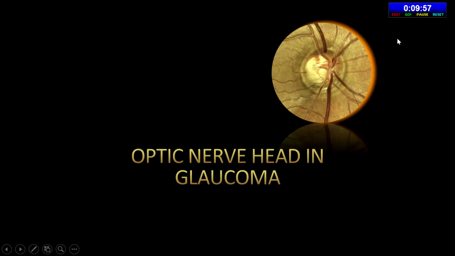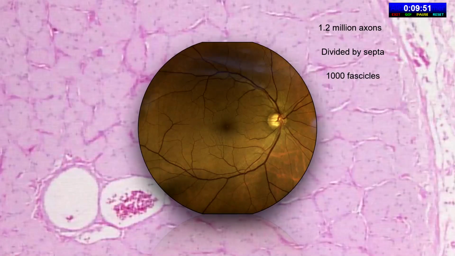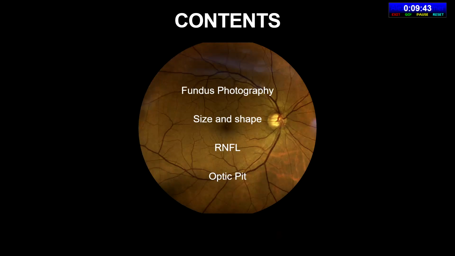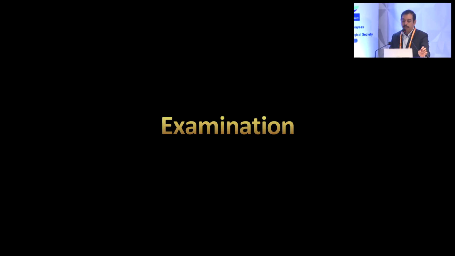Yeah, the optic nerve head in glaucoma, that is the topic given to me in today's clinical scenario. So we have about 1.2 million axons, which is divided by septa, and there are about 1,000 fascicles. That's what we are going to look into deeper. So these are the contents that I'll be focusing on in this 5 minute talk.